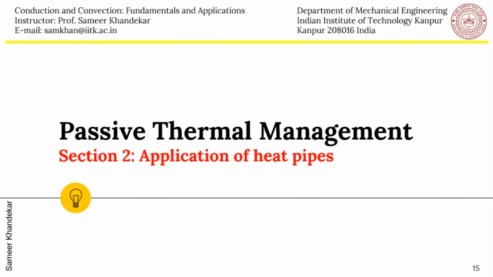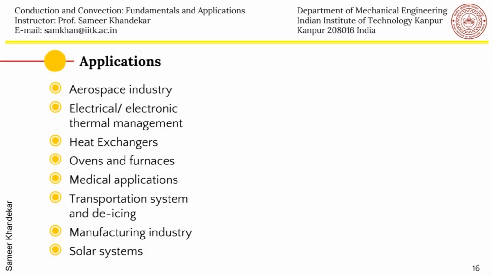So, because of these very attractive properties of the passive two-phase technology with such a large heat transfer coefficient, heat pipes are used across several industries, from aerospace to electronic thermal management, heat pipe heat exchangers, ovens and furnaces for isothermal conditions, medical applications, transportation and de-icing systems, manufacturing industry, solar systems, and of course space. So space is the starting point of the journey of the heat pipe development.